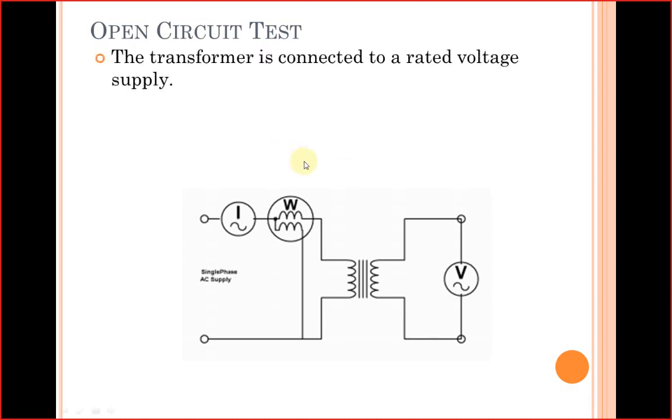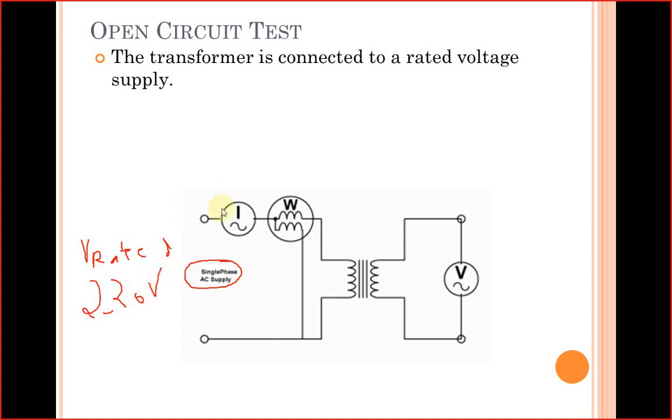So let us discuss the open circuit test. As you can see in the diagram over here, in the open circuit test, we supply a rated voltage to the primary of our transformer, which means that in Pakistan most of the transformers are rated at 220 volts.